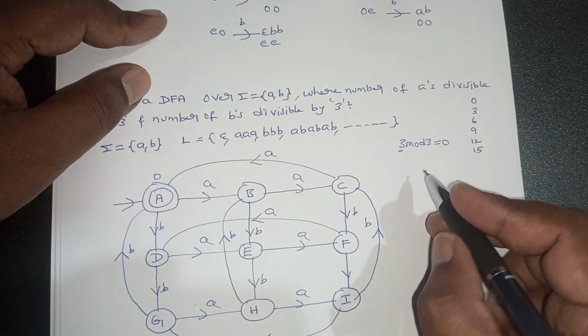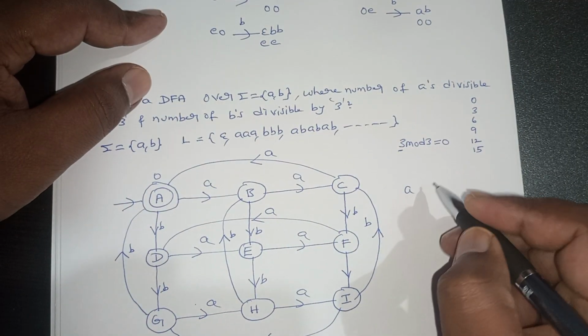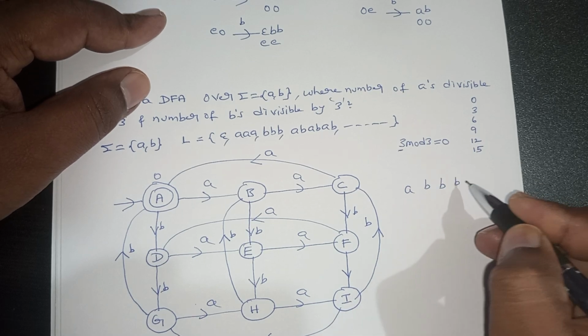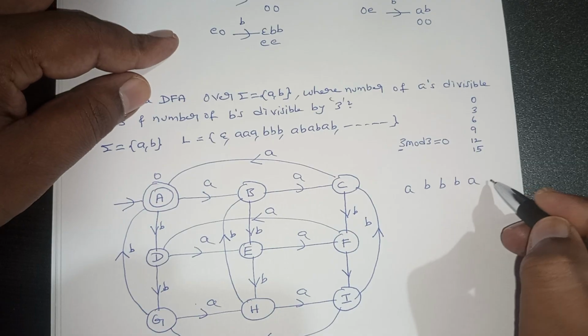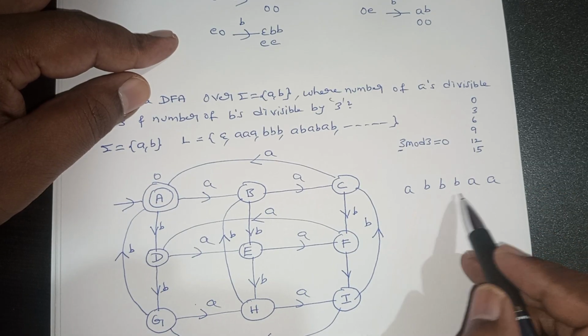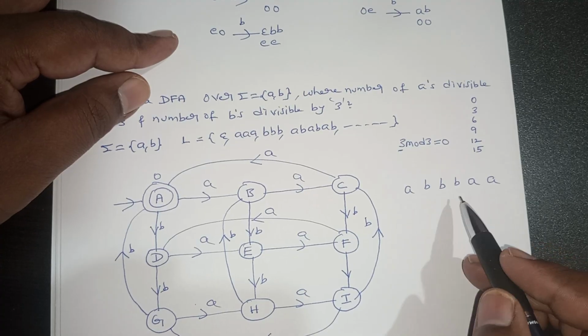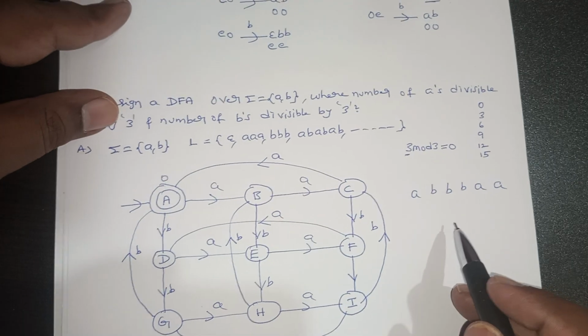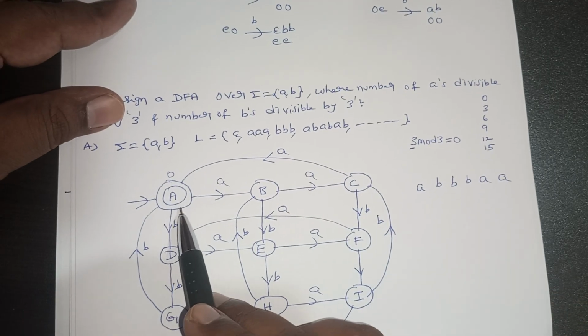Okay, I'll take a, b, b, b, a, a. So how many b's am I having? I am having 3 b's. How many a's am I having? I am having 3 a's. Okay, now you trace. So where do I have to go? I have to reach this final state.